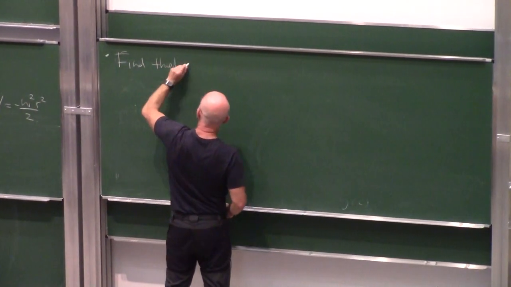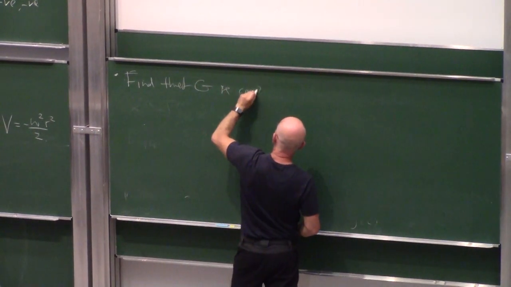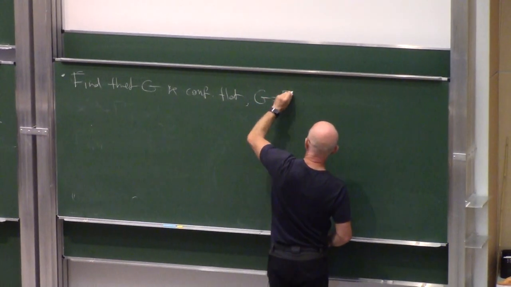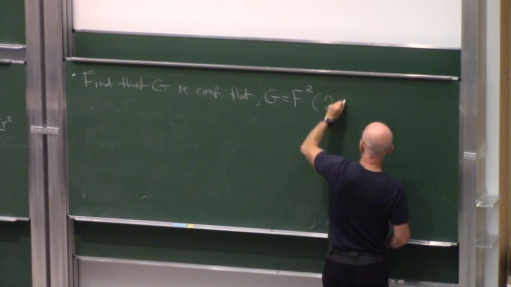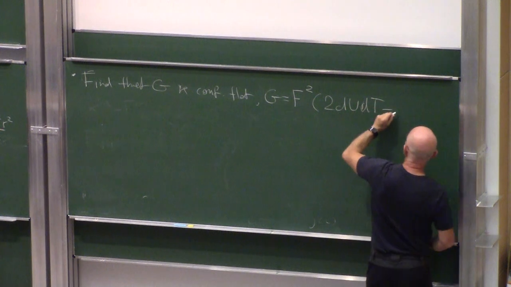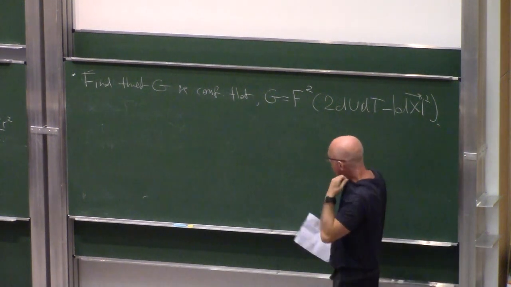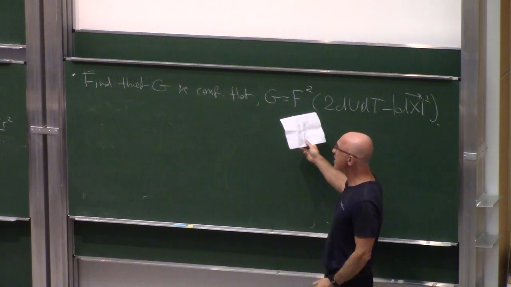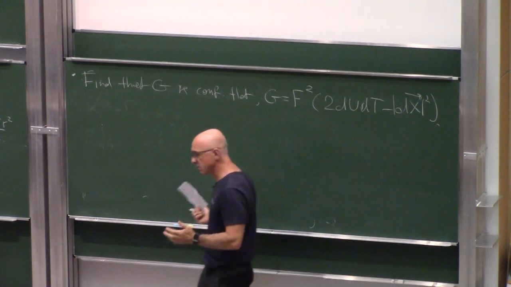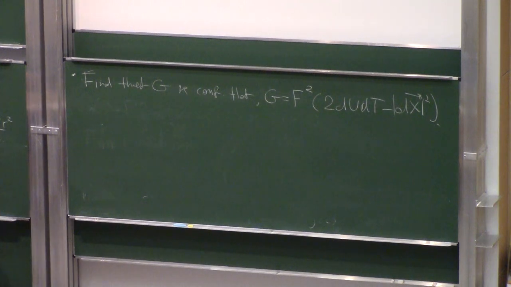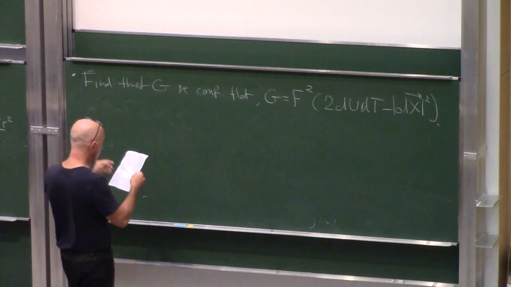G is conformally flat. So G can be written as some function f squared times 2 du dt minus dx. Now, okay, so now you want to compute the Schrödinger equation in this conformally flat frame. Well, you have to be a bit careful because there is a conformal factor in the metric, but the wave equation is conformally invariant in any dimensions as long as you're careful about the right conformal wave operator. And if you do all that, you'll find the following.